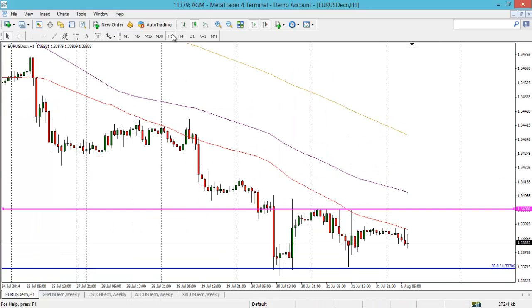So in terms of the 1 hour, it's pretty much the same as the 4 hour, to be honest. You can see it's very tight in between the 134 and 133.70s. It has been quite quiet this week in terms of volatility.